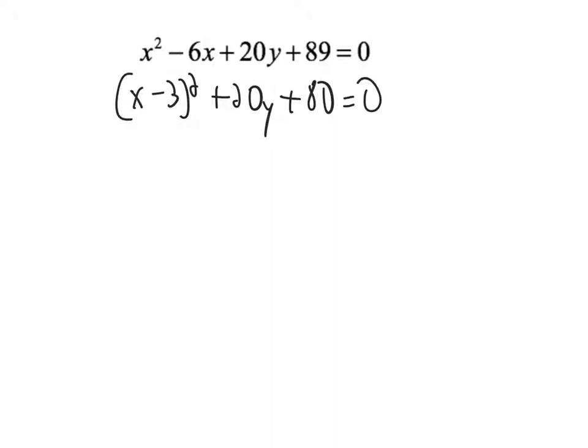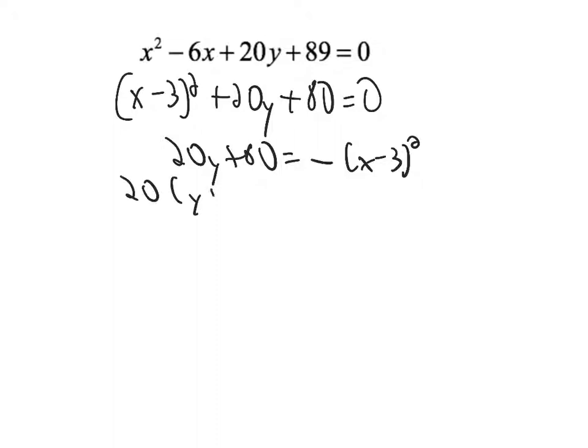Our standard form is going to be something with y minus some term maybe, or plus some term, equals, and the other stuff's going to be the stuff in terms of x squared. So I should move the x minus 3 squared over to the other side, and we get 20y plus 80 equals minus x minus 3 quantity squared. And since I want it to be just single y plus or minus k, I'm going to factor the 20 out. So I'll have 20 times y plus 4 equals minus x minus 3 squared.